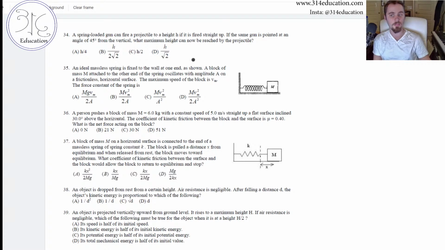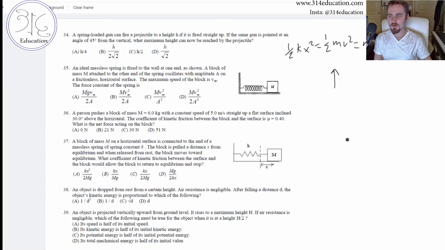Next we've got a spring-loaded gun that can fire a projectile to some height h if it is fired straight up. If the same gun is pointed at an angle of 45 degrees from the vertical, what maximum height can now be reached by the projectile? Okay, so this is a case of us converting a spring potential into a kinetic energy into a height. If the spring is unchanged, the velocity that we launch with will also be unchanged. The only difference is now we're introducing a 45 degree angle, so this is more of a kinematics problem actually.